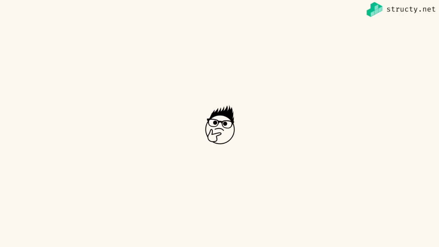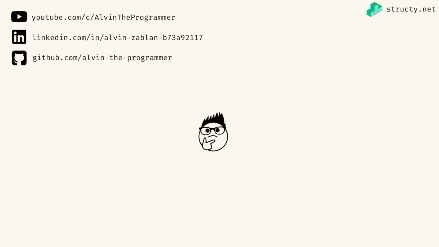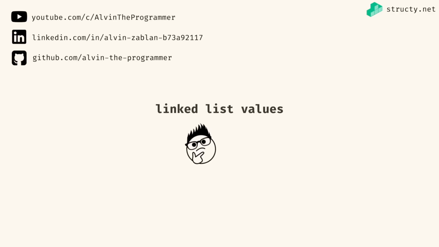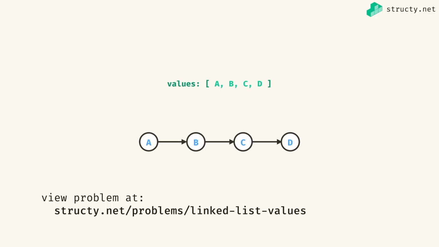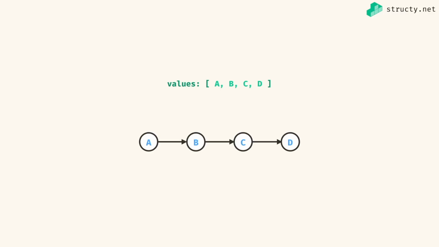Hey programmers, Alvin here. Right now I want to go over an approach for this linked list values problem. So we'll hop right in. In this problem, you're going to be given the head node of a linked list. What we want to do is return an array containing all of the values within the nodes of that linked list. And we should do it in order.